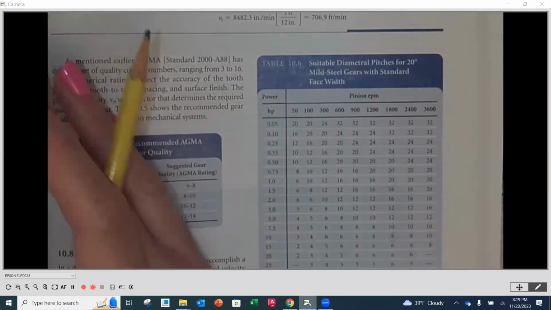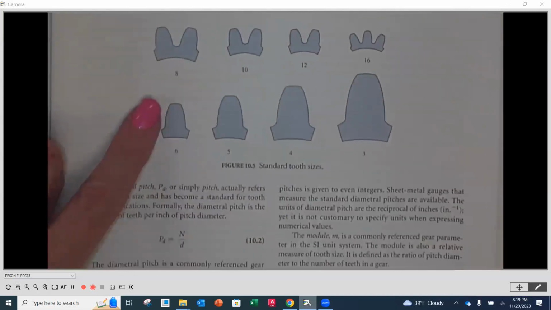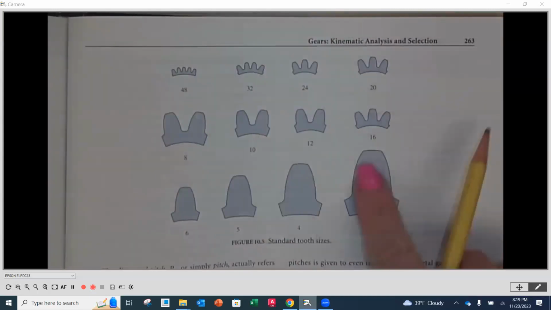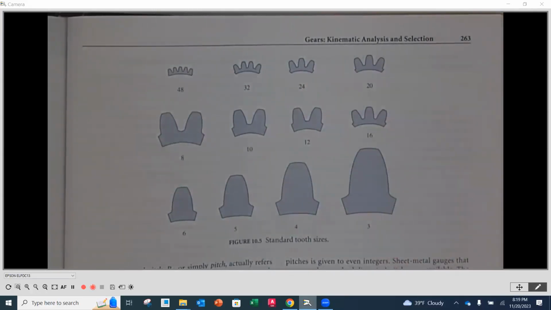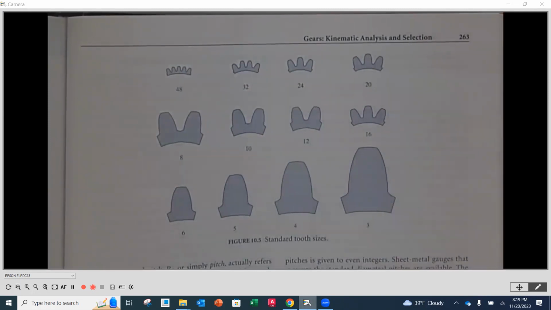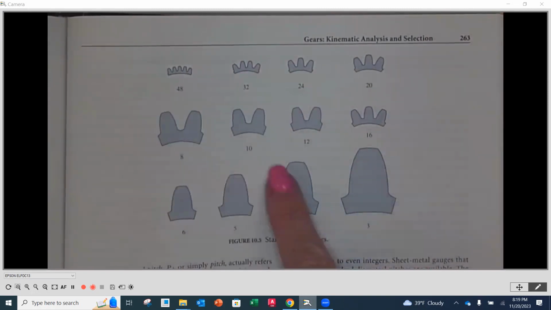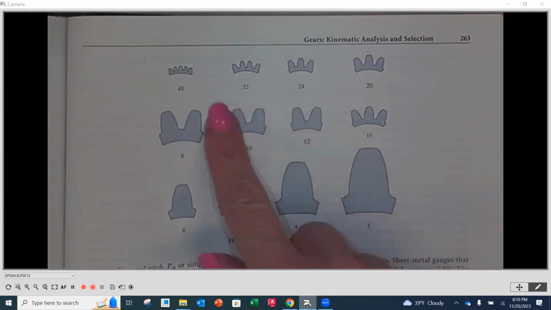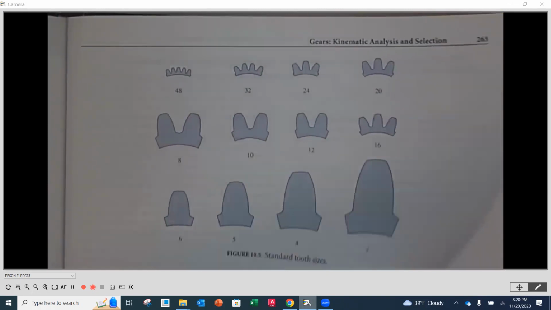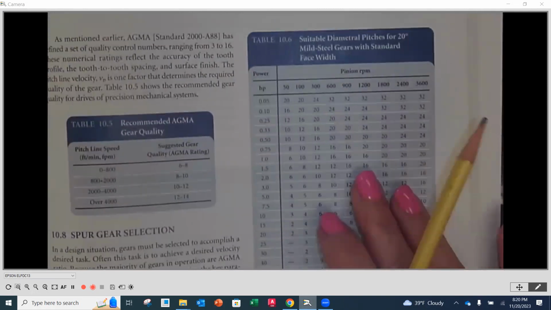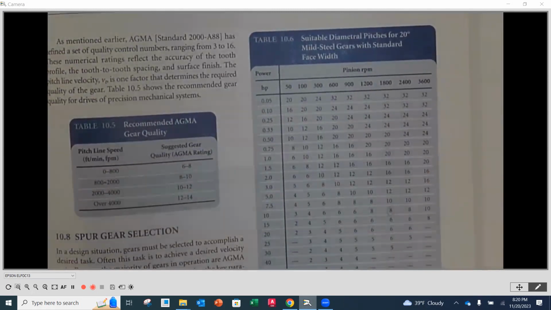Okay. And if we look back on page 263, comparing to other common sizes, it's considered a pretty small tooth. All right. In the scheme of things, for most industrial applications, we're going to be sitting at 8s, 10s, and 12s right around here. Okay. Kind of that midpoint. So this is a little bit smaller size tooth. Okay. But what this chart does for us is rather than just guessing or pulling a number out of the air, it gives us a place to start.